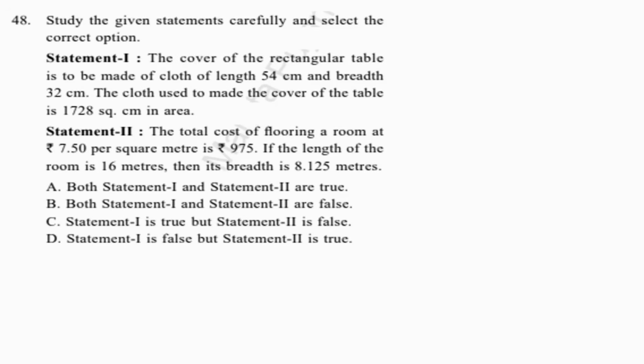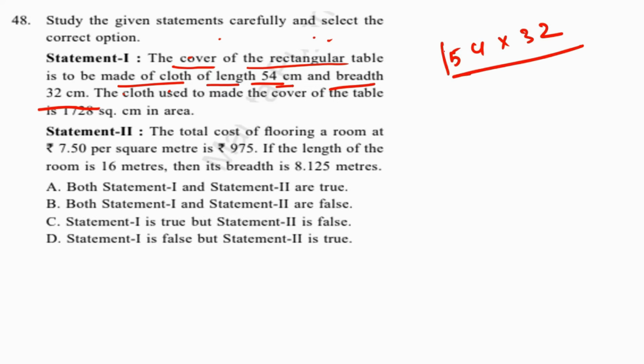Moving on to the 48th question. Two statements are given. You have to select the correct option. Which of them are correct or incorrect? The first one says the cover of the rectangular table is to be made of cloth of length 54 centimeter and breadth 32 centimeter. So if the cover has to be made, what would be the cover required? 54 times 32. When you multiply 54 times 32, that would give you the area of cloth required. And that's nothing but 1728. The same number as in the question. So this statement is true.